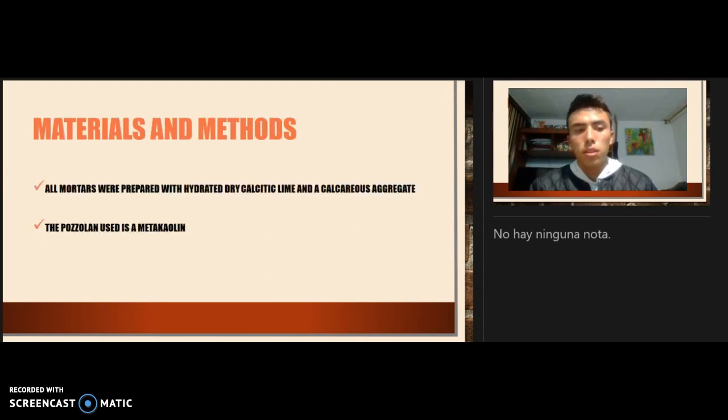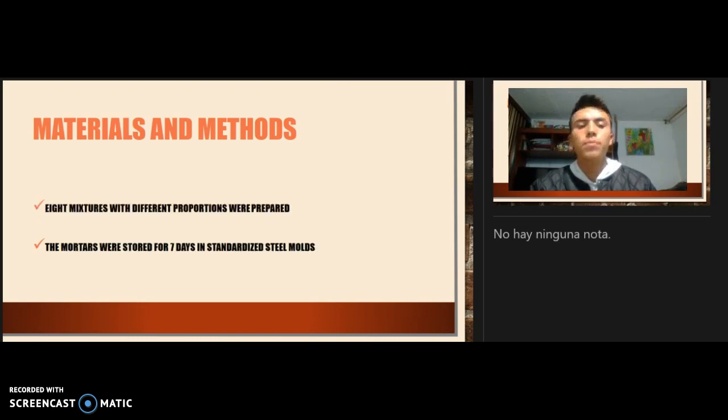Materials and methods. All mortars were prepared with hydrated dry calcitic lime and calcareous aggregate. The pozzolan used is metakaolin. Eight mixtures with different proportions were prepared. The mortars were stored for 7 days in standardized steel molds.